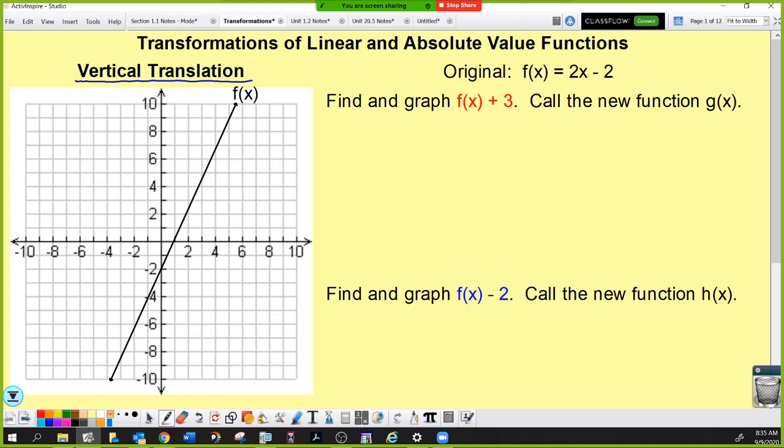We have been asked to find and graph, that's two different things, find and graph f of x plus 3. It says call the new function g of x. So when I graph it, I'll put a g on it. You see how this one says f of x? When I graph that new one in red, it'll say g of x, because that's what I've been told to call it.